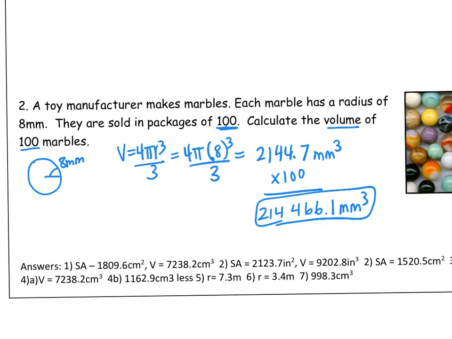I had just left the big long number before that in my calculator, which is why this one is a little bit different. But yeah, so that is surface area and volume of a sphere.